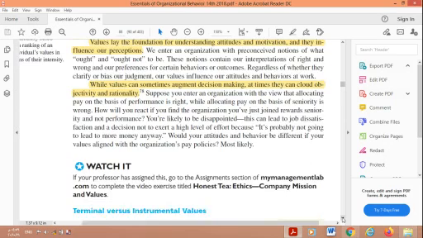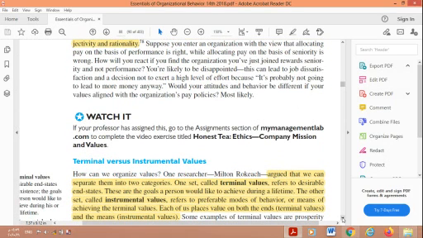We have two categories or two types of values: terminal and instrumental values. Some researchers argue that we can separate values into these two categories. The first one is the terminal value, which refers to a desirable end state. What do we mean by the end state? It is the final shape of the behavior. These are the goals a person would like to achieve during a lifetime.